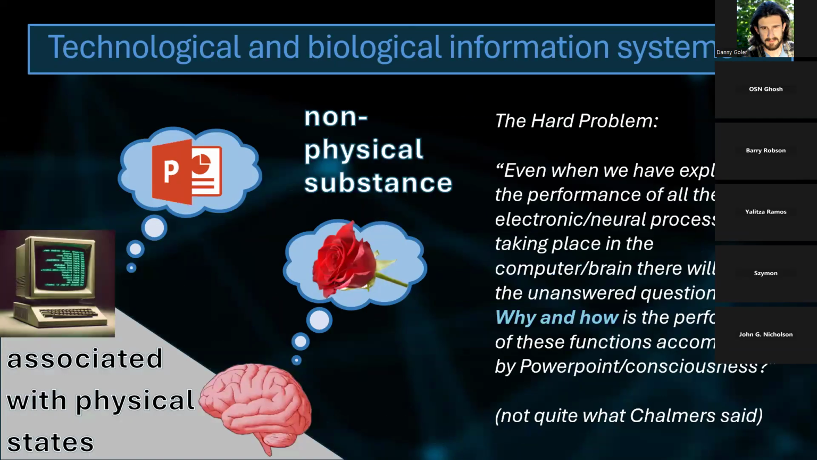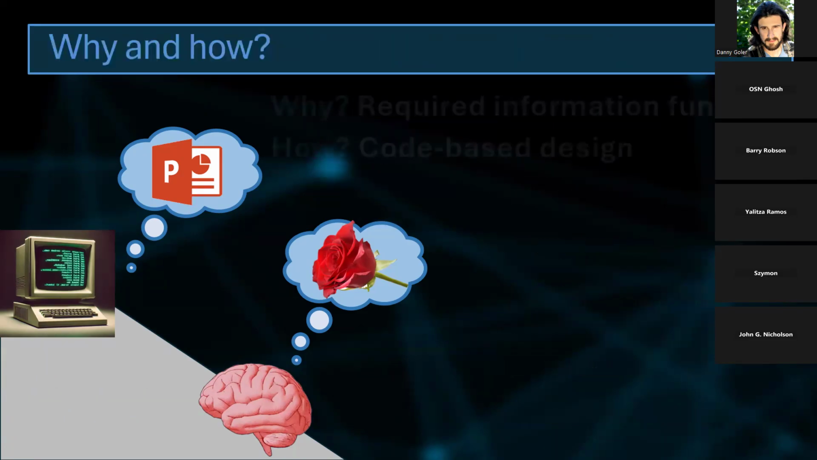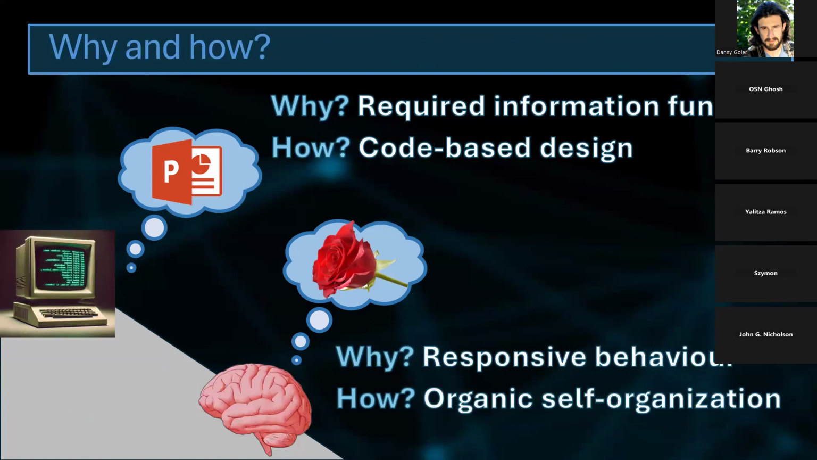So going back to Chalmers' hard problem, as he formulates it, this is not quite what he said, but you can also say that even when we have explained the performance of all of the electronic processes taking place in the computer, there will still be an unanswered question: why and how is the performance of these functions accompanied by the PowerPoint software? And in the case of computers, actually, the answer is kind of trivial and simple. The question why can be answered because we want them to do this. So we've designed them with this function. The question how they do it is also simple. We designed code-based systems on which we can program them and cause them to create the function we need.